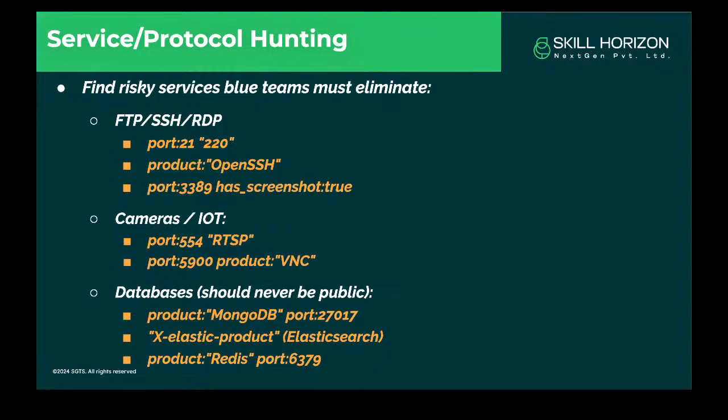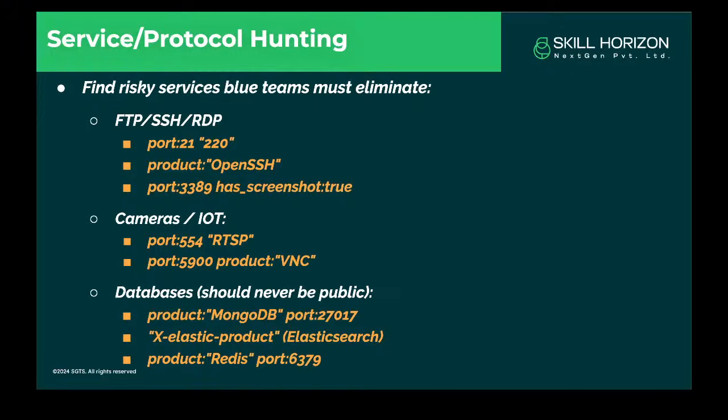These are the queries for protocol hunting, where you need to check out some services or protocols. As blue teamers, we are finding risky services, like FTP on port 21 is a risky service, RDP is a risky service, SSH is a risky service. Why so? Because these are open, or these are used for remote communication, right? SSH, RDP, Telnet, these are used for remote communication. And port number 21, FTP, is used for file transfer protocol.